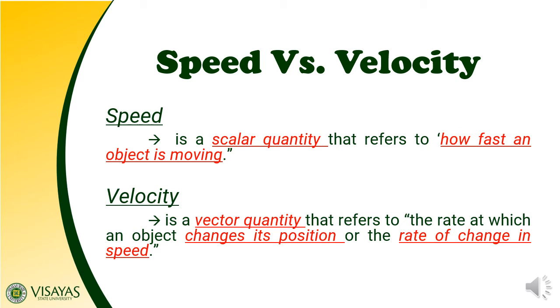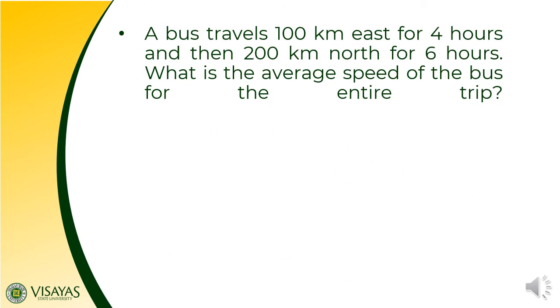So for us to have a better understanding about speed and velocity, let's try some sample problems as we go along with our review. Let's consider this problem for speed. A bus travels 100 kilometers east for 4 hours and then 200 kilometers north for 6 hours. What is the average speed of the bus for the entire trip? So we are asked for the average speed of the bus for the entire trip. And for us to visualize this situation, we have here a figure.